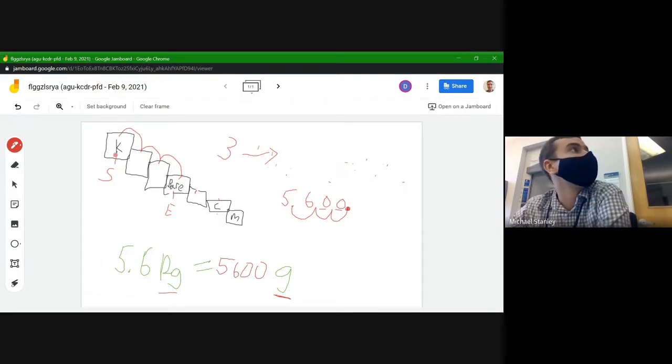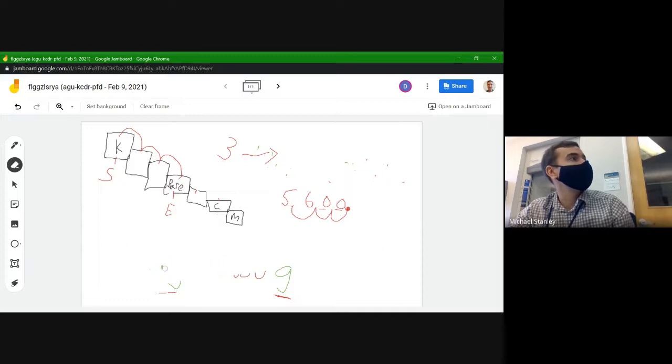We figured out our start. We figured out our end. We moved 3 jumps, 1, 2, 3. And so we moved our decimal point 1, 2, 3. Filled in those blank spots with zeros. So 5.6 becomes 5,600 grams. All right, very nice. Good job, especially shout out to Dewey. Nice answers there. Let's do one more to kind of bring it all together.